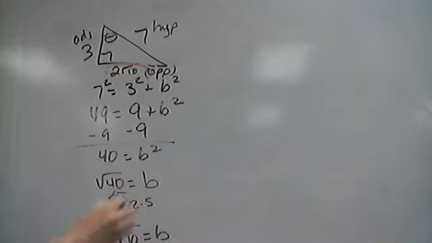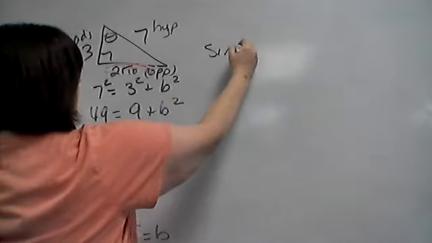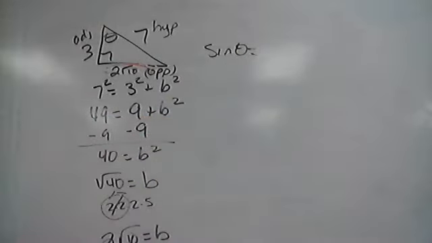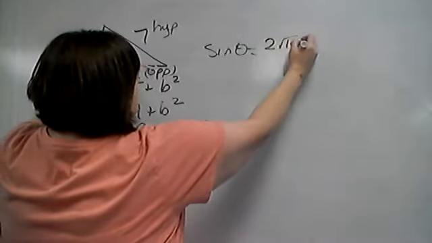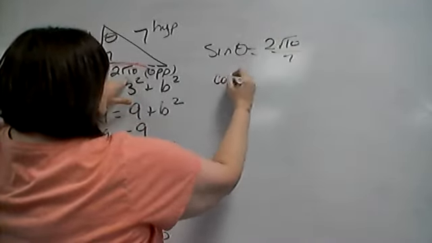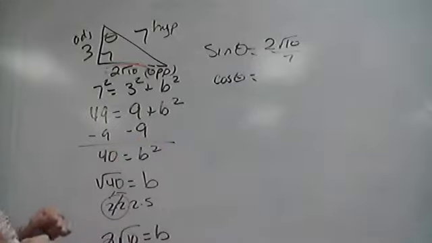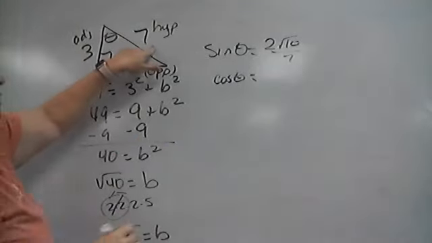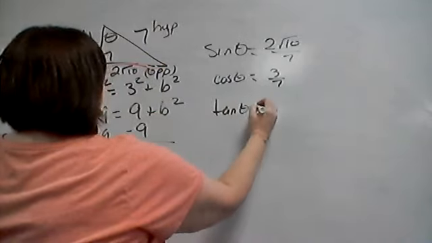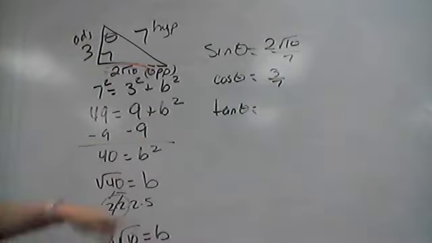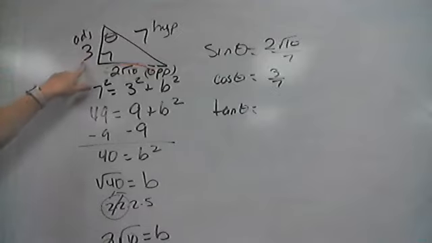All right, so we're going to find sine. Sine is opposite over hypotenuse, so 2 root 10 over 7. Cosine is adjacent over hypotenuse, so 3 over 7. Tangent is opposite over adjacent, so 2 root 10 over 3.